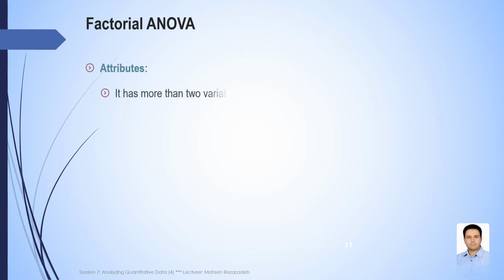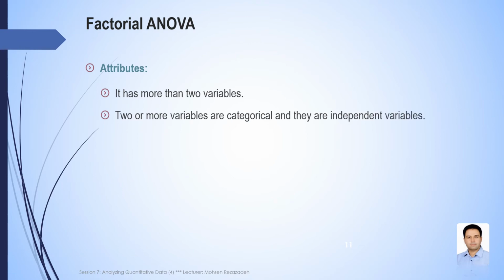Attributes of factorial ANOVA. It has more than two variables. Two or more variables are categorical and they are independent variables. Exactly one variable is continuous and it is the dependent variable. As you can see, it is just like it was the case for ANOVA. We only need one dependent variable here. But the difference is in the number of independent variables. Here we have more than one independent variable.